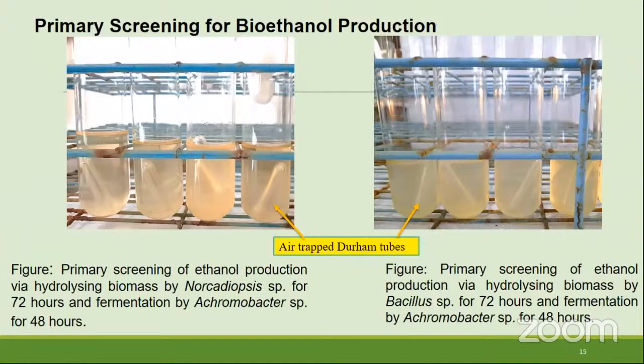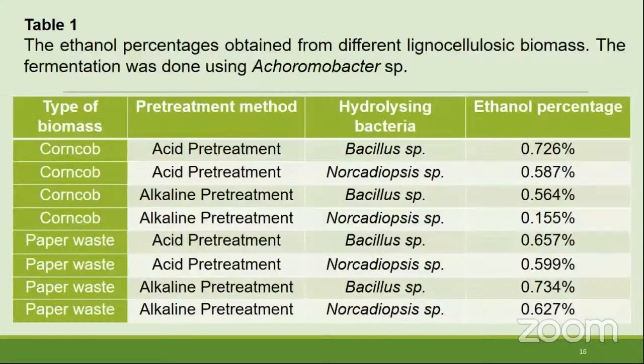The primary screening of ethanol production through simultaneous saccharification and fermentation was tested using Durham tubes, and according to the results, all the samples had shown the production of ethanol by the presence of air trapped in the Durham tubes. Solid phase microextraction coupled with GCMS was used as the secondary screening of the bioethanol production through simultaneous saccharification and fermentation, and the production of bioethanol was quantified using selected ion mode analysis.